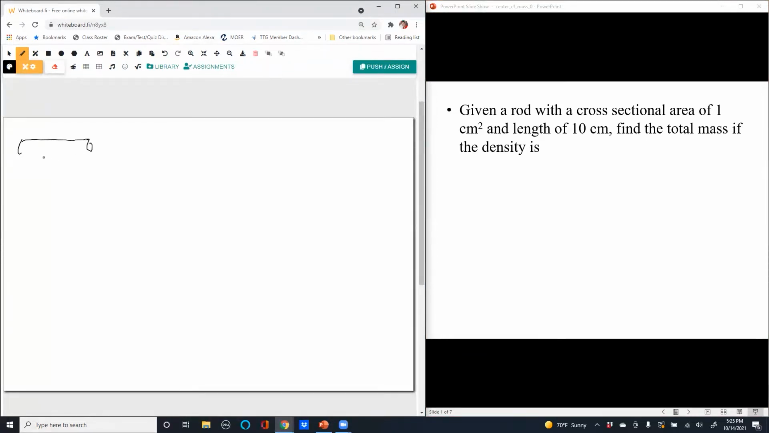So here's our rod, and we've got a length of 10 centimeters. Cross-sectional area, so that would be the area of the circular end, is 1 square centimeter. All right. So the total volume of this cylinder is just 10 times 1, or 10 cubic centimeters.